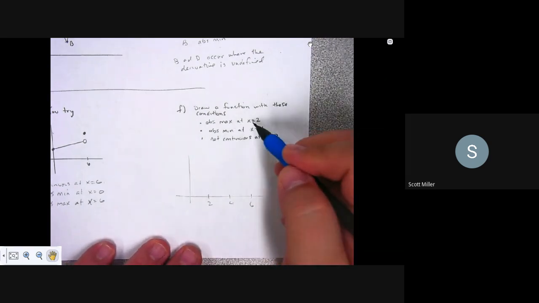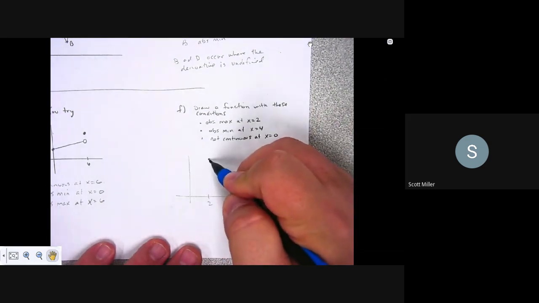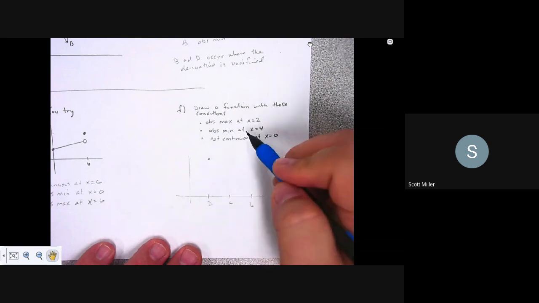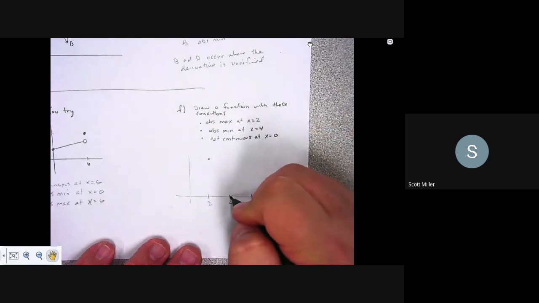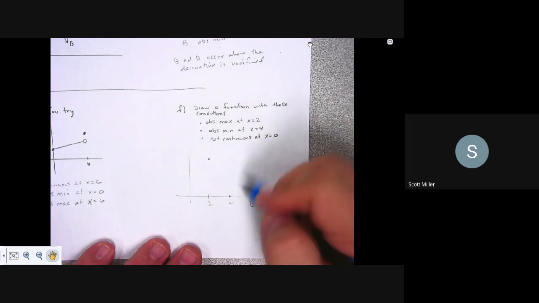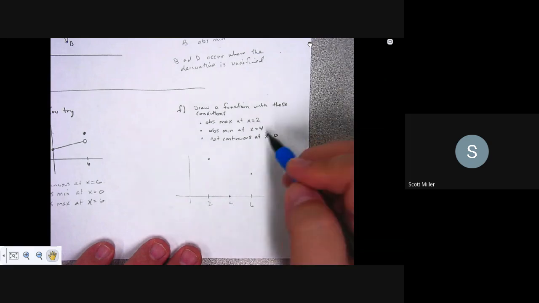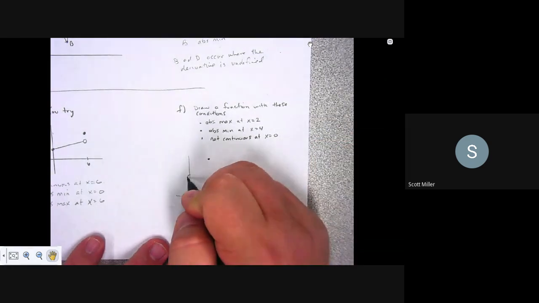I need a maximum at 2. So I'm going to put a dot up here for 2, and it's going to be the highest point of them all. I need an absolute minimum at 4, so I'm going to put a dot at 4, and that's going to be the lowest point of all. 6 just has to have something over here between those two heights, so let's put a dot there. And at 0, we have to be not continuous. So that just means I need to have an open circle here at 0.